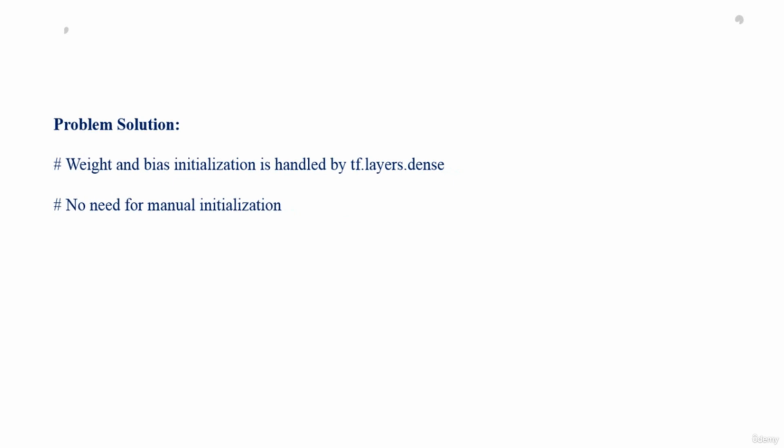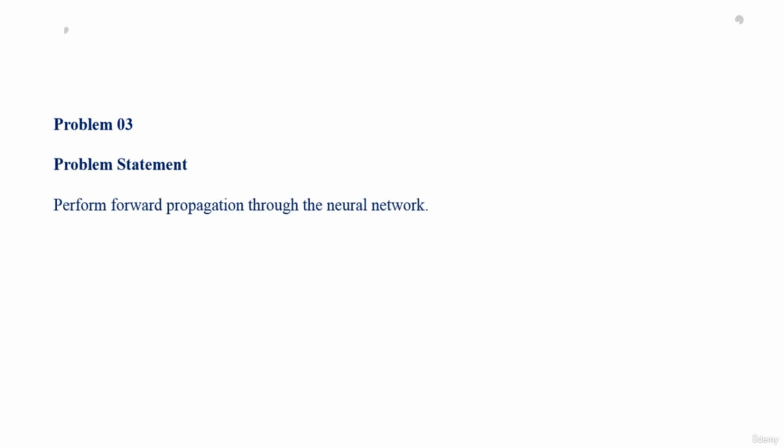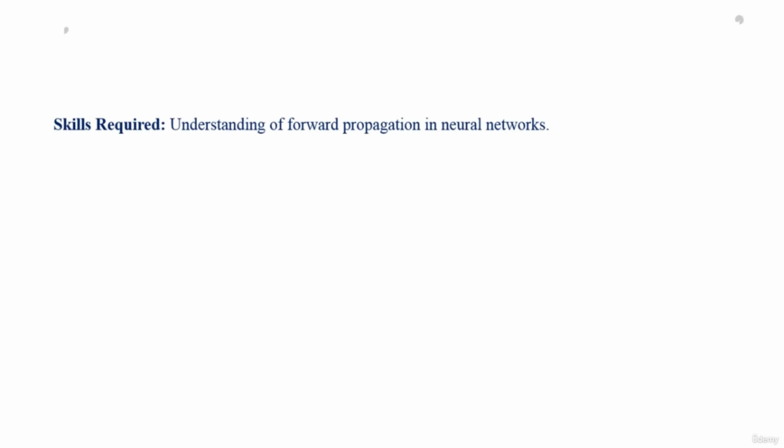How code is working: TensorFlow's tf.layers.dense function automatically handles weight and bias initialization. Therefore, no explicit initialization is needed for weights and biases. Problem 03. Problem statement. Perform forward propagation through the neural network. Skills required: understanding of forward propagation in neural networks. Instructions. Define the forward pass through the network. Compute predictions based on input data.